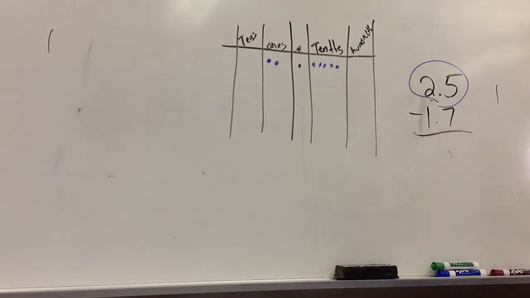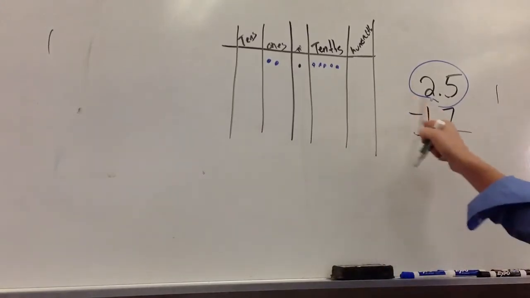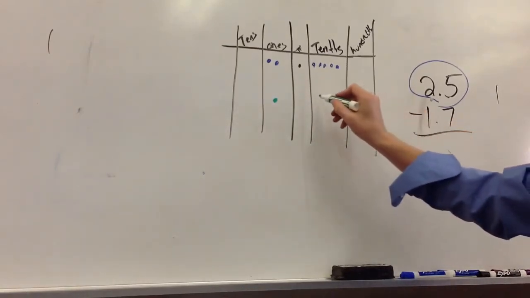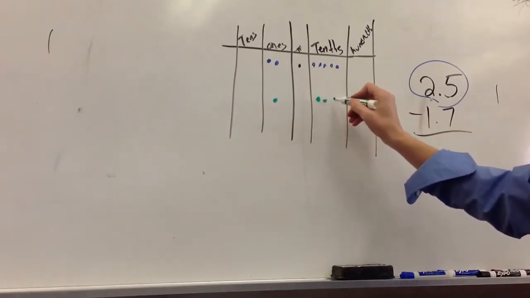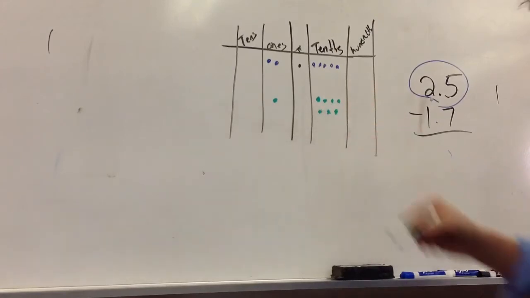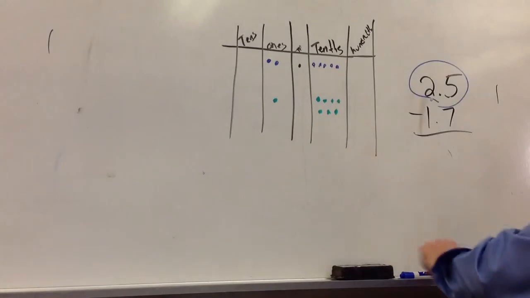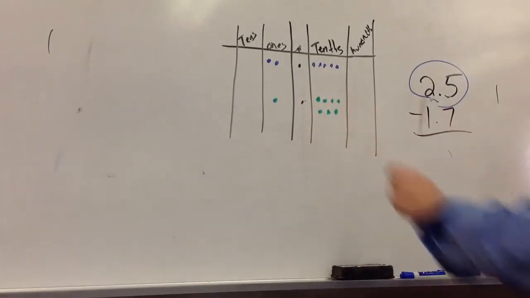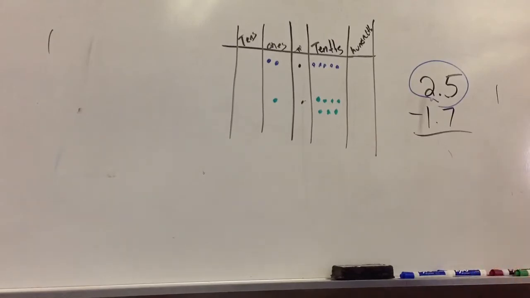We're taking away from that 1 and 7/10. So now it's time for us to draw that. How many ones do we have? Right, 1. How many tenths? 7. 2, 3, 4, 5, 6, and 7. You can see we have 1 and 7/10. So now it's time for us to subtract this.